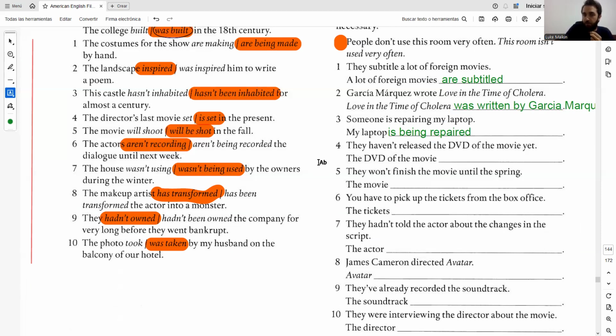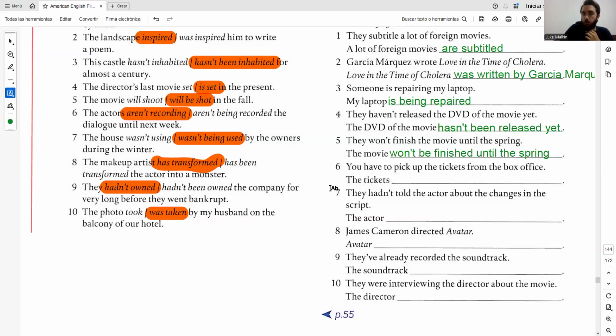Number four, they haven't released the DVD of the movie yet. The DVD of the movie, present perfect, hasn't been released. Number five, they won't finish the movie until the spring. The movie won't be finished until, future, negative, and passive. The movie won't be finished.